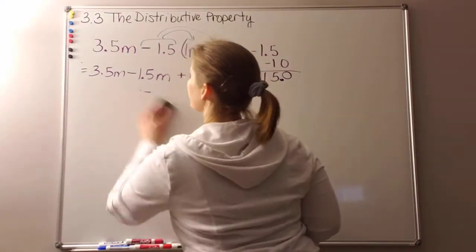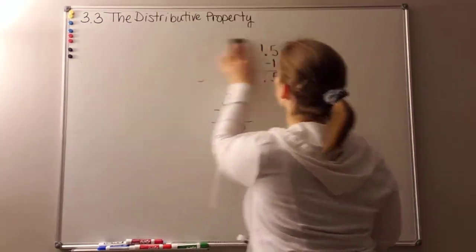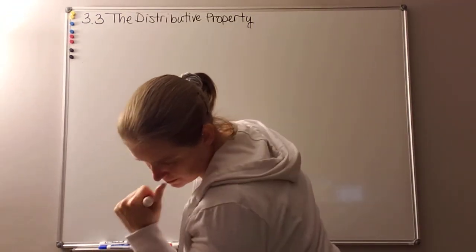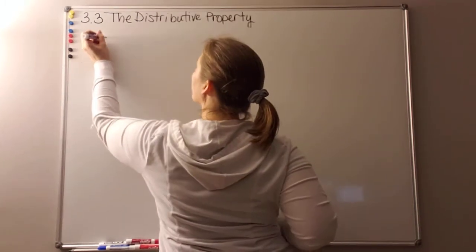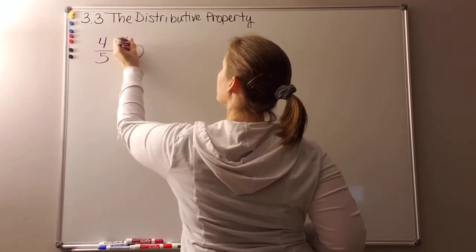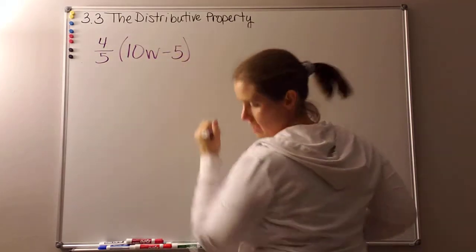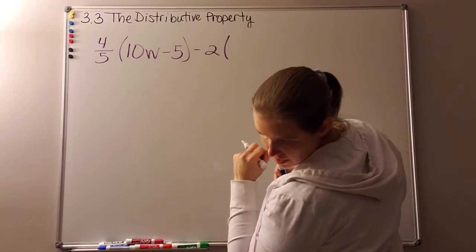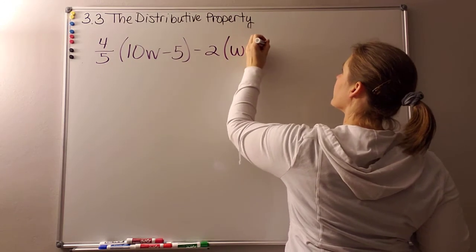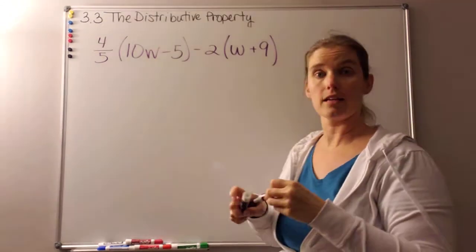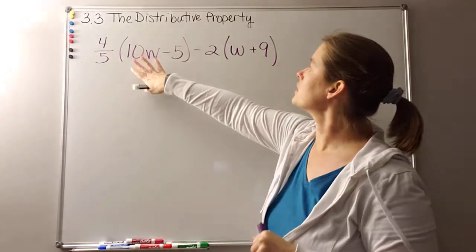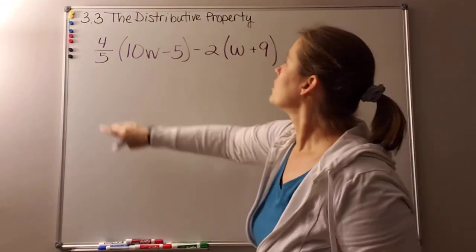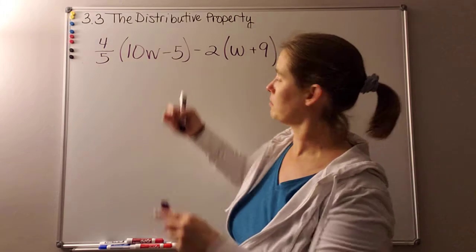My eraser, these take up a little more space, at least on a small board. Here we go. Let's see here. 4/5 times 10w minus 5, minus 2 times w plus 9. All right, we've got a lot of things going on here, don't we? First, let's focus on this first set of parentheses. We're going to temporarily ignore that. Let's focus on distributing 4/5 to each thing in parentheses.